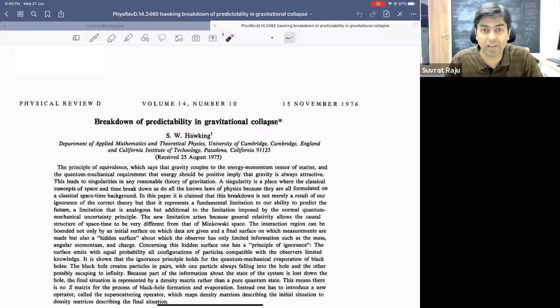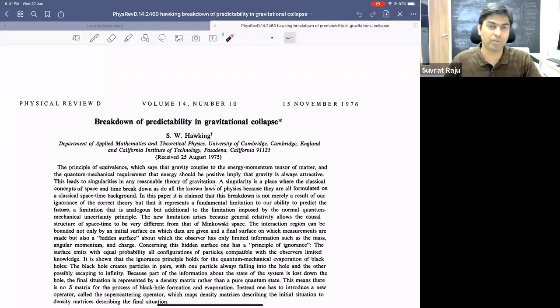And that's really a statement of the paradox. It's the fact that if you start with some initial state, and what Hawking is going to try and argue is that in the end, the final state that you end up with is a mixed state because you end up losing some information.